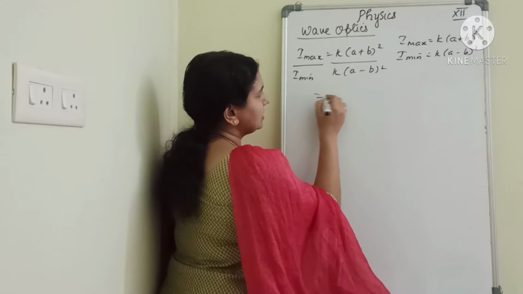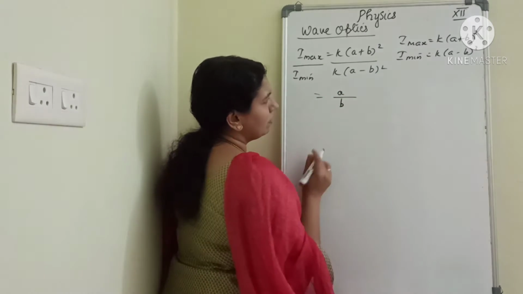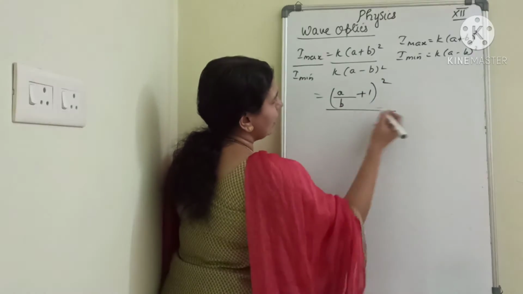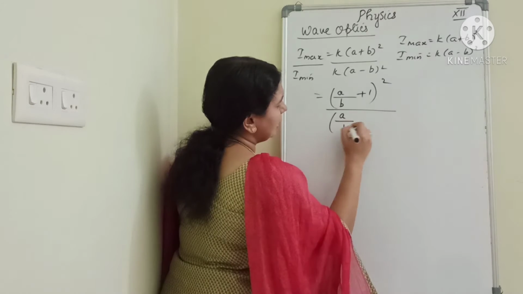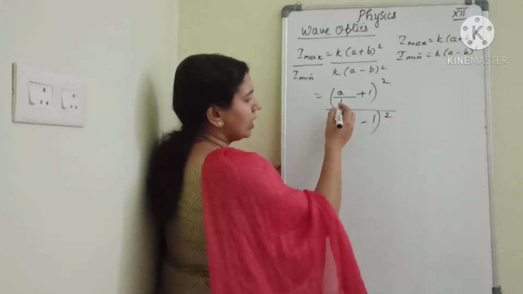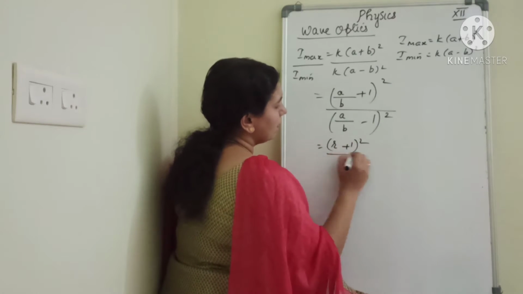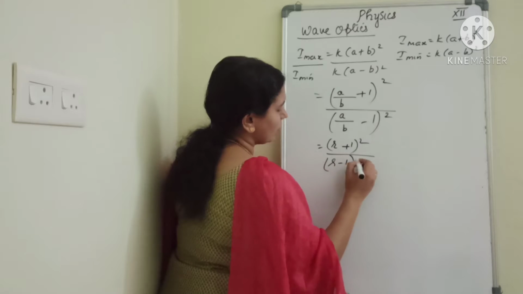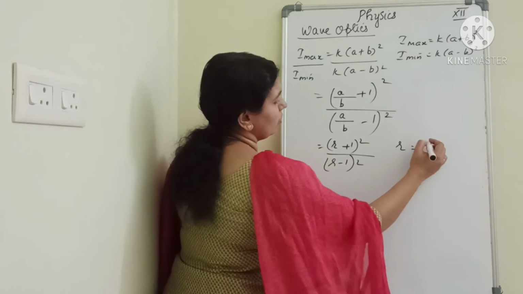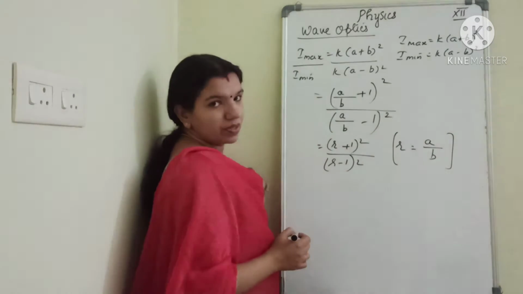Clear? Taking B common, that is (A by B plus 1) the whole square divided by (A by B minus 1) the whole square. Or I can write it as (R plus 1) the whole square by (R minus 1) the whole square, where R is the ratio of the amplitudes. Understand?